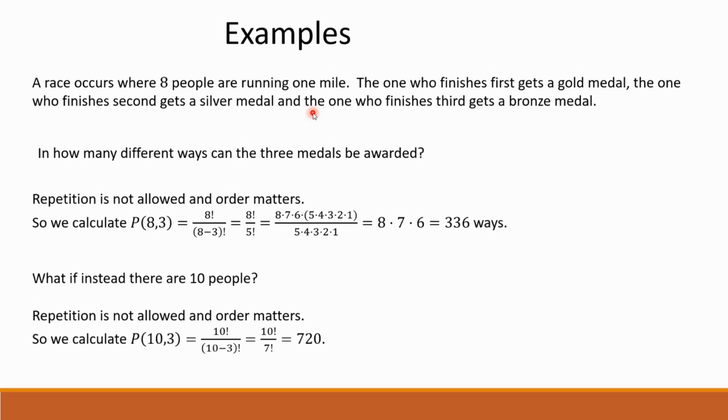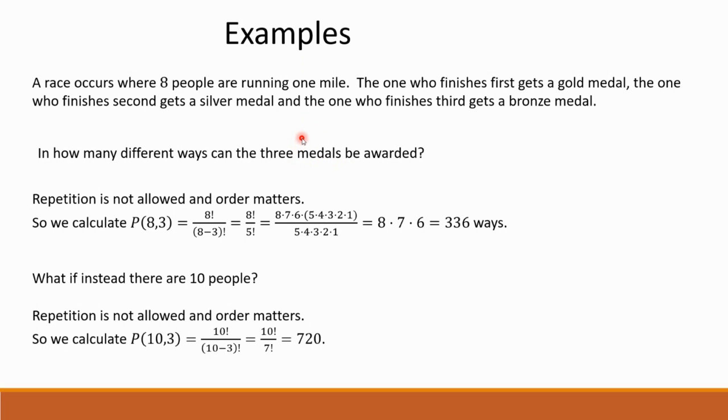Hopefully you can easily see that order does matter, right? The whole idea we're asking is, we have these 8 people. How many ways could we award the 3 medals? The person that comes first gets the gold. The person that comes second gets silver. The person that comes third gets the bronze. We're wondering, how many ways can that happen?